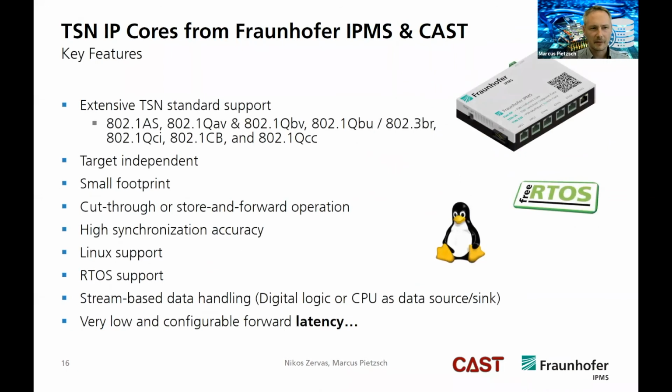All these IP cores have extensive standard support for TSN standards. They are target independent, which means they can be used for FPGA designs for any FPGA vendor, or they can be used for ASIC implementations as well. We focused during development on small footprint and cut through and store and forward possibility. All these cores offer high synchronization accuracy based on 802.1 AS. They come with extensive software support, and they support stream-based data handling as well as packet-based data handling. They can hereby be used with CPUs. And what we optimized these cores for is very low and configurable forward latency.